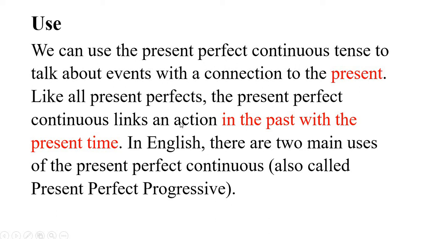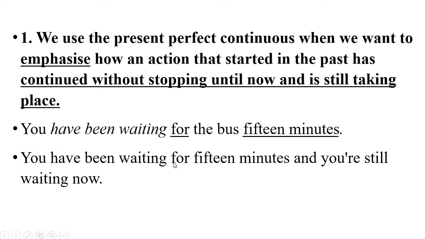When do we use now the present perfect progressive or continuous? Well, it's like all present perfect. It is linked to the past and the present. So it has a relationship with the past situation and the present situation. In English, there are two main uses of the present perfect continuous, and we are going to see them.